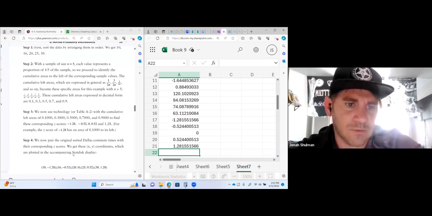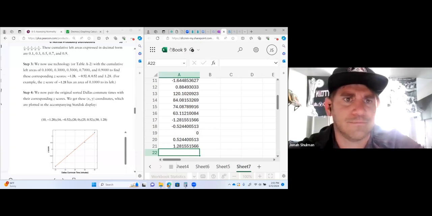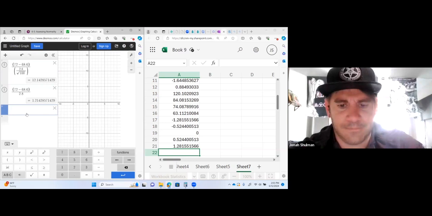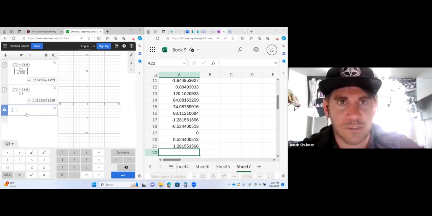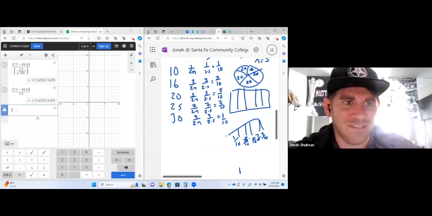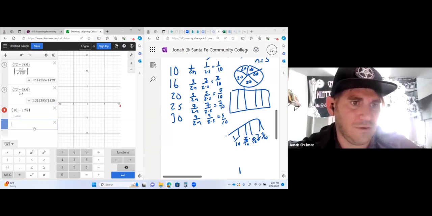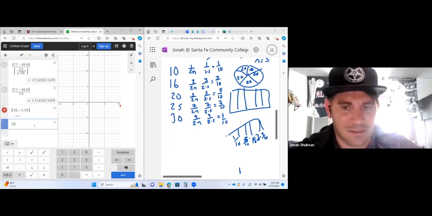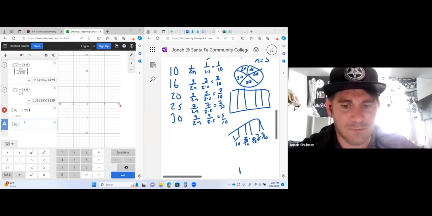And then we have to plot the points. That looks pretty. I'm sure we can do this with Desmos or whatever we want. I'm just plotting the points. Our first value was 10 because the x's should be the same. And then it was a negative 1.28. Our next one was 16. And I believe it was a negative 0.5.